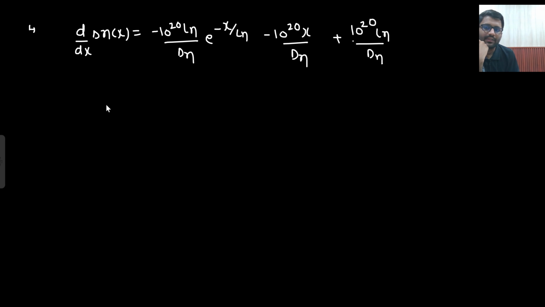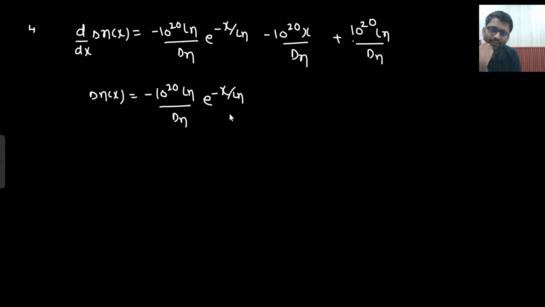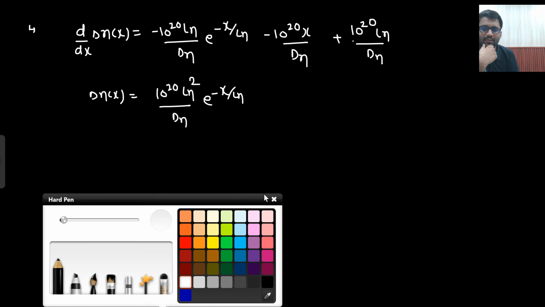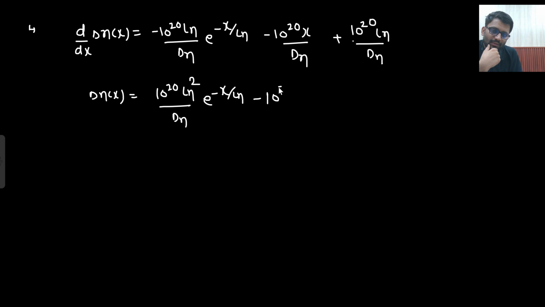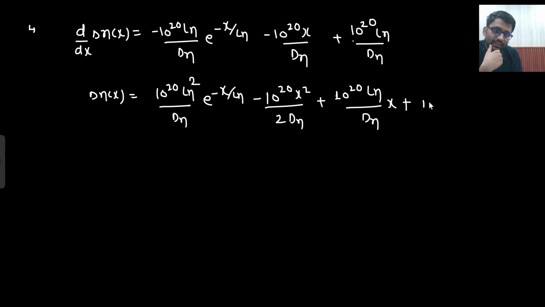Now again I will have to differentiate. So if I differentiate, what I will get? Ln square it would be, and this negative sign would become positive, right? E to the power minus x by ln is being integrated, so ln would go upside, ln square it would become, and this will become a positive sign. 10 to the power 20 x square by 2 dn plus 10 to the power 20 ln by dn x plus another constant, that is d. Your constant will also come.